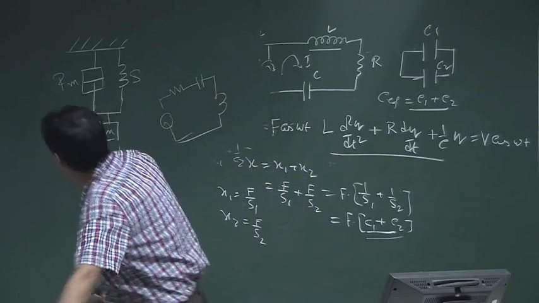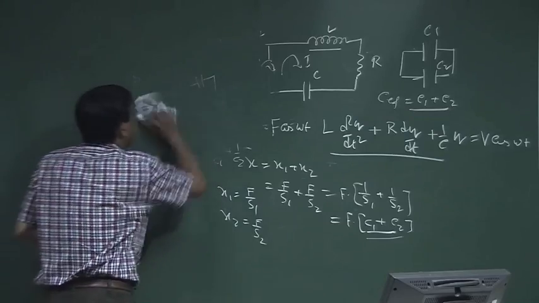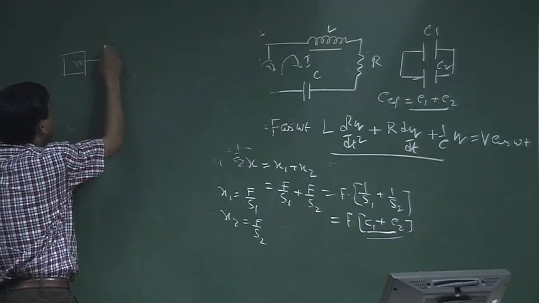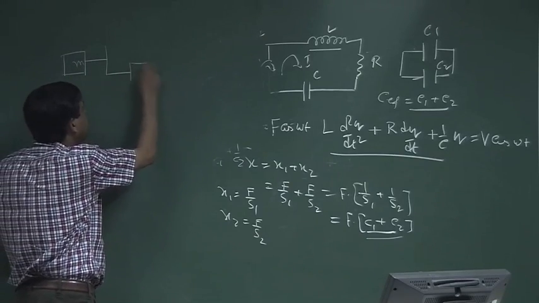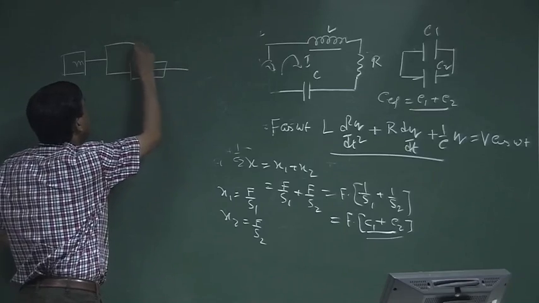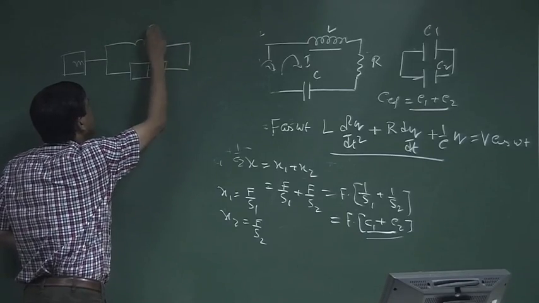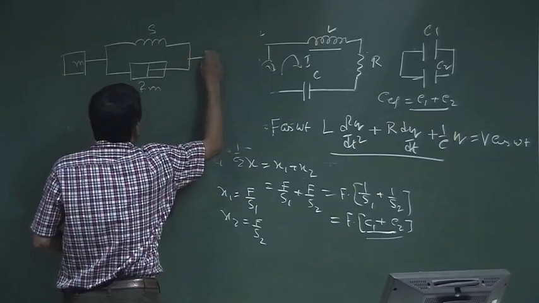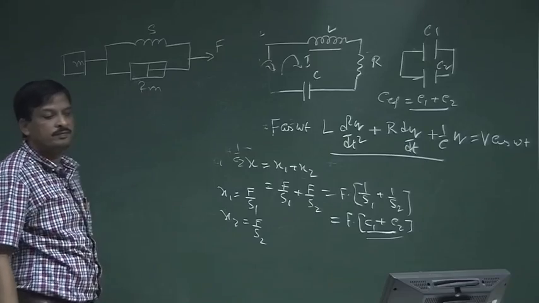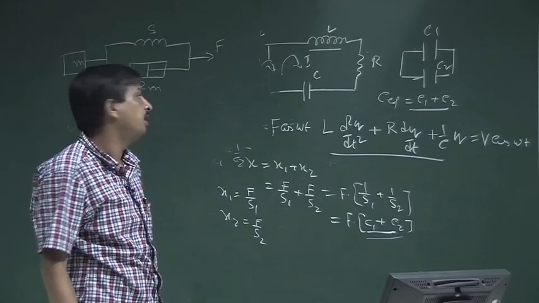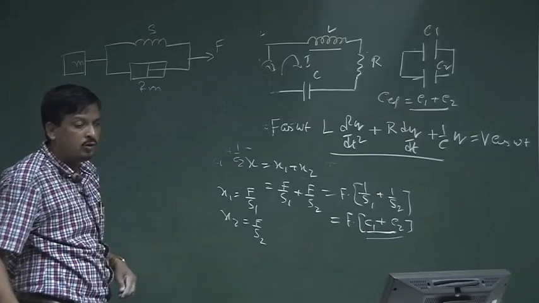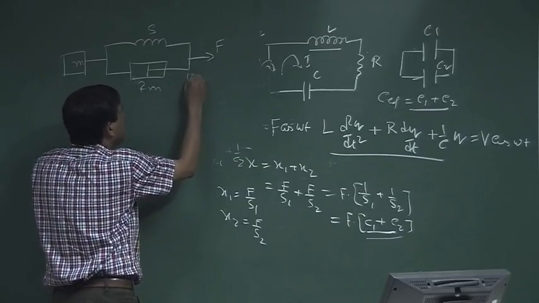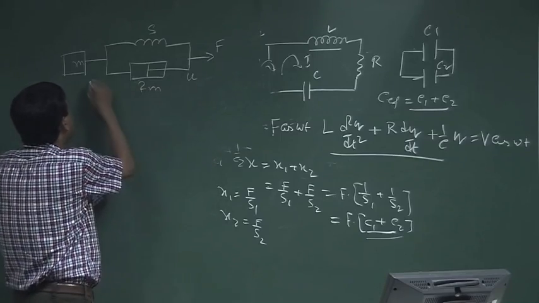Now, instead of that, if I give you a mechanical circuit like this: let M be here, connected to a mechanical resistance Rm and a spring S, and a force is applied here. Then what is the equivalent electrical circuit? If I told you to draw it, that means if the force is applied here, the velocity here is u and the velocity at the mass is um.